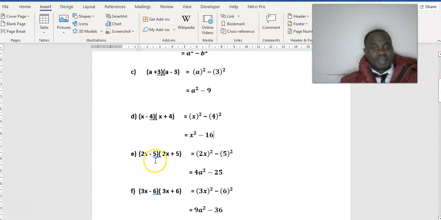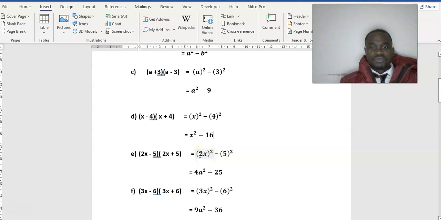We have 2x minus 5, 2x plus 5. This time, how is it going to be? In brackets, our a here is what? 2x. So in brackets 2x all squared minus 5 all squared. Now this square affects these two, and it also affects the x.